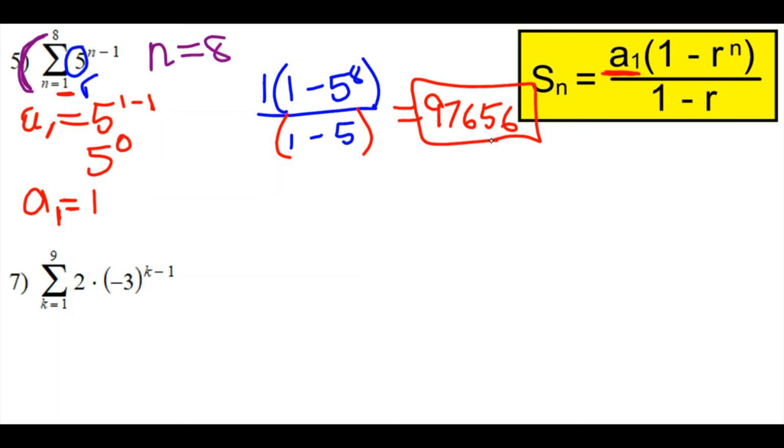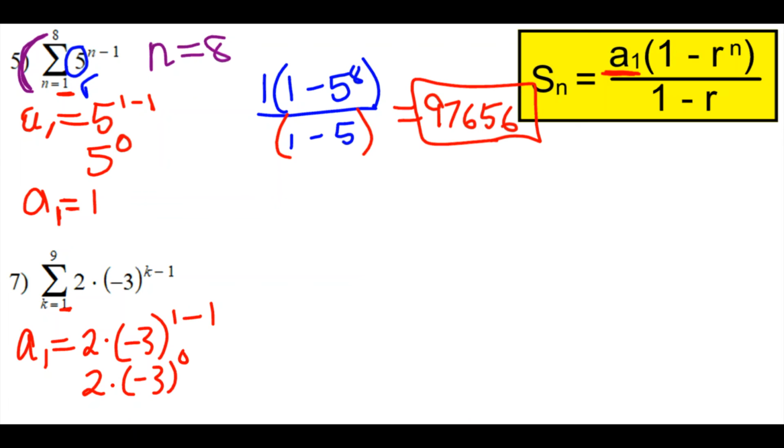Let's do it again. Same things, we need the same pieces of information. So for A1, you plug in 1, plug in this number. So 2 times negative 3 to the 1 minus 1. This time it's 2 times negative 3 to the 0 power. Well, negative 3 to the 0 is 1, but you've got 1 times this 2, so you're going to end up getting 2 this time. A1 equals 2.